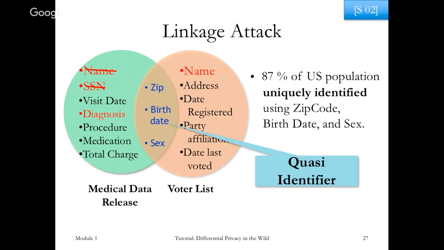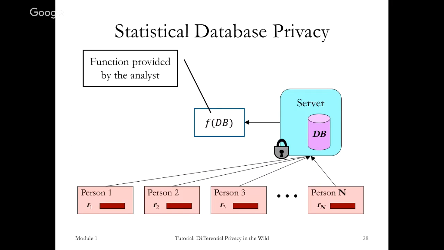So the goal of the statistical database privacy problem is the following. You have a server that is collecting all of this information. In the previous case, it was this insurance company. Let's assume that the server itself is trusted, and the server is releasing some information out. It's trying to compute some function on this database. In the previous case, the function was just to release all the records after dropping the name and social security number, and that function is provided by the analyst, because the analyst is interested in this data without the name and social security number.